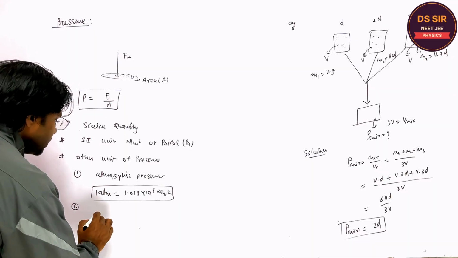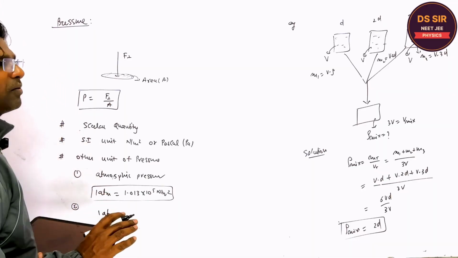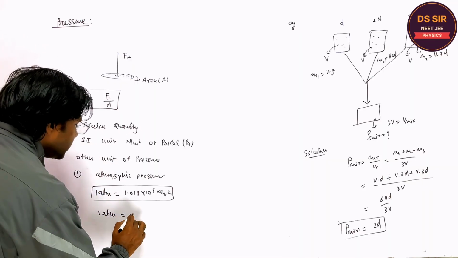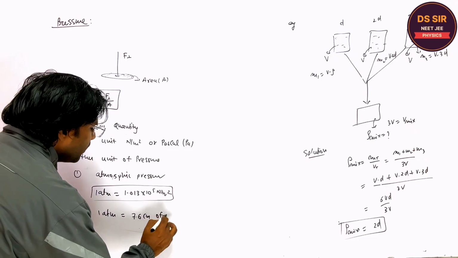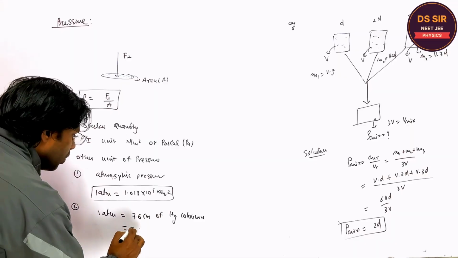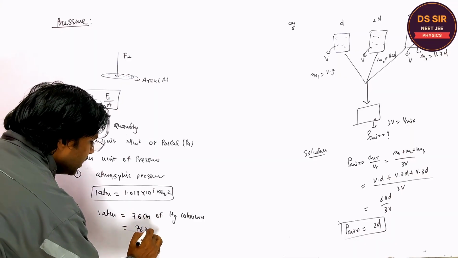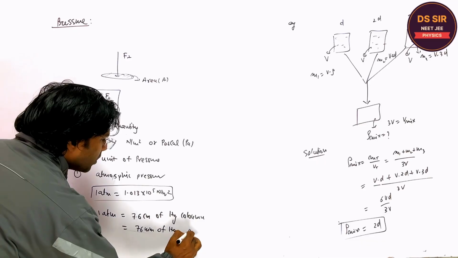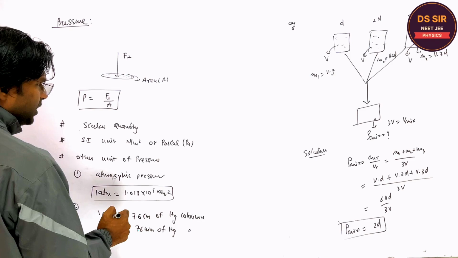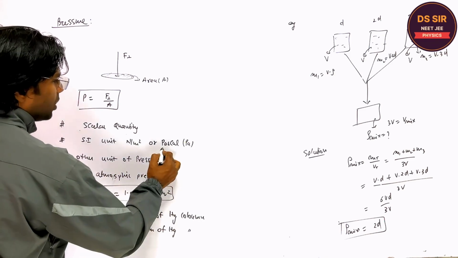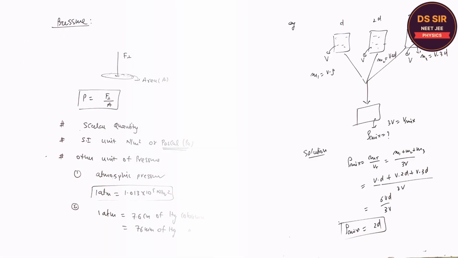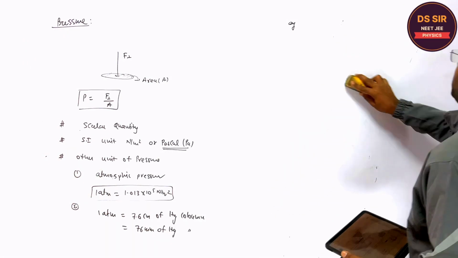This atmospheric pressure can also be written in terms of the mercury column, and we will discuss that. 1 atm is equal to 76 centimeter of mercury column, or it may be written as 760 millimeter of mercury column. I will discuss how it comes. The SI unit is Newton per meter square, and in simple terms it is called pressure. All right, copy this.